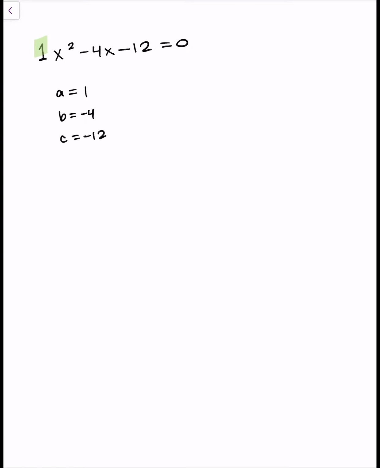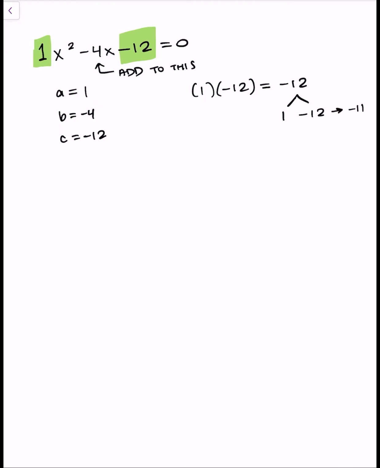And then we're going to multiply a times c. So that's 1 times -12 equals -12. And we want to find two values that multiply to -12, but then add to -4, which is b. So we can do 1 times -12. When you add those up, we get -11. That does not work. 2 times -6. When you add those up, we get -4, and that works. So let's use those two values.